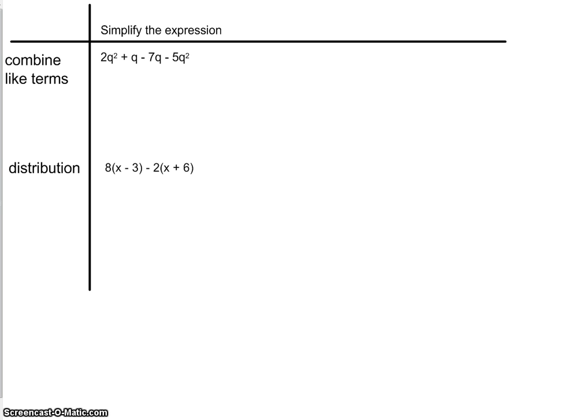So for instance, when we simplify these expressions, yeah, the order of operations looks a little different when we start throwing in variables. But one of the things that we can think about is what I'm going to do with grouping symbols.